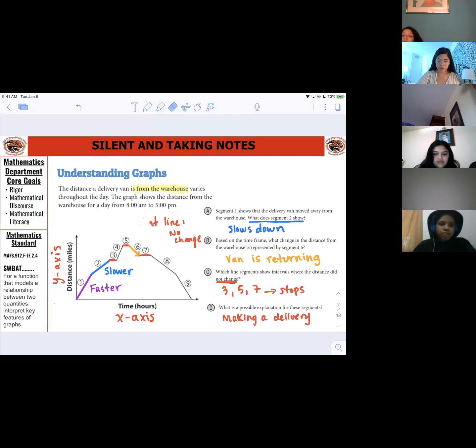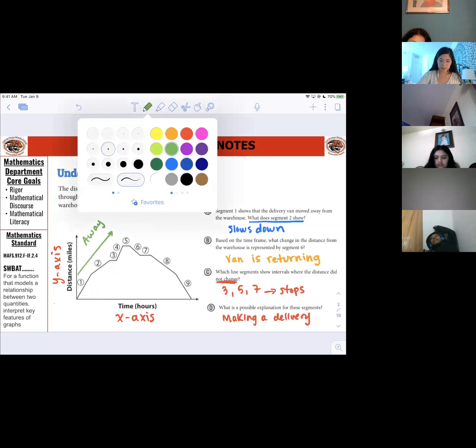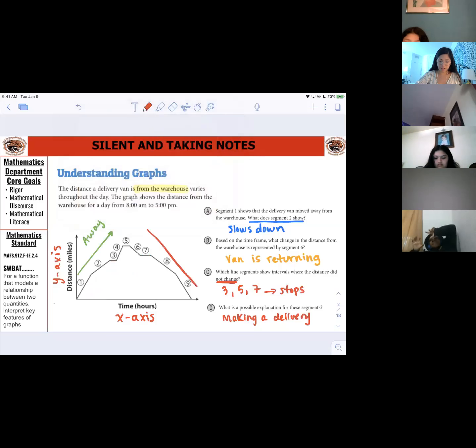So let's review what's happening. I'm going to erase all of this, make it a little bit better. So at the beginning, when it's going upwards, that means he's going away. When it's going downwards, that tells me he's returning. And anytime that it's flat, so these 3, that's a delivery point.